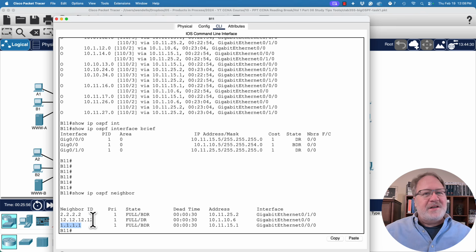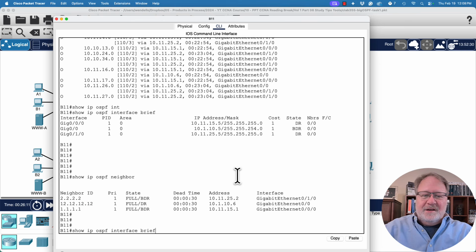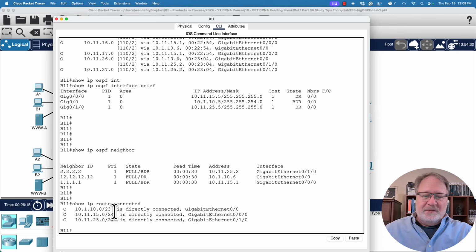And then as it turns out, B11 and B12, both at the same branch office, are both connected to one common LAN. So they become neighbors, and 12, 12, 12, 12, there's B12's router ID. So those are the 3 neighbors I think you would expect to find here. What about connected routes here on B11? Well, here is the LAN subnet 10.1.10.0/23 off of gig 00.